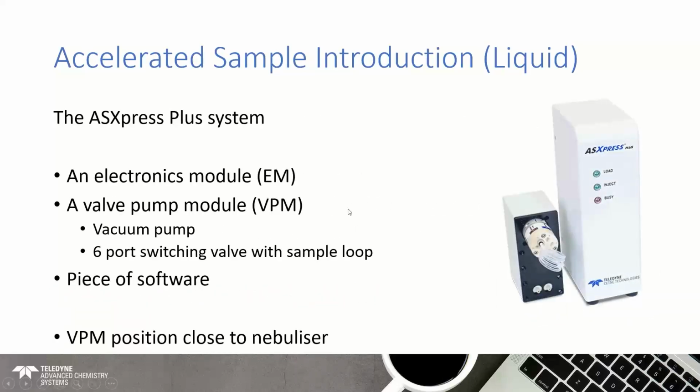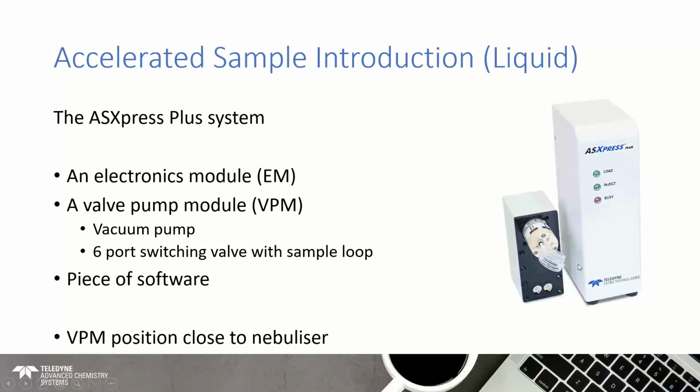The ASXpress Plus system is composed of basically three components. We have an electronics module, which is the tall part of the system, and this contains the electronics to run everything. Then we have the smaller part here, which is our valve pump module. The valve pump module is made up of a vacuum pump inside here, and then above that, we've got a 6-port switching valve that's got a sample loop on it as well.